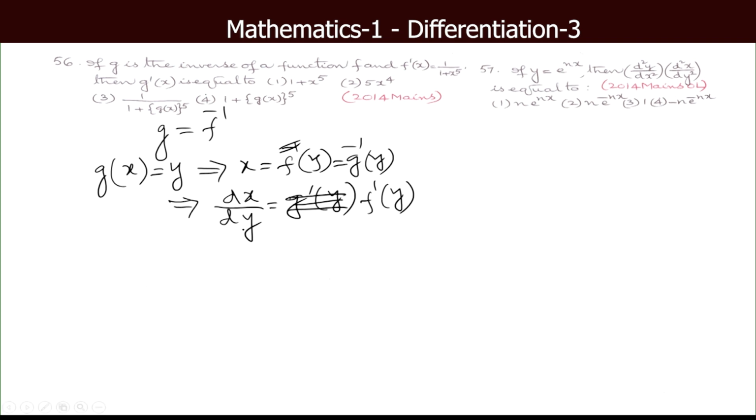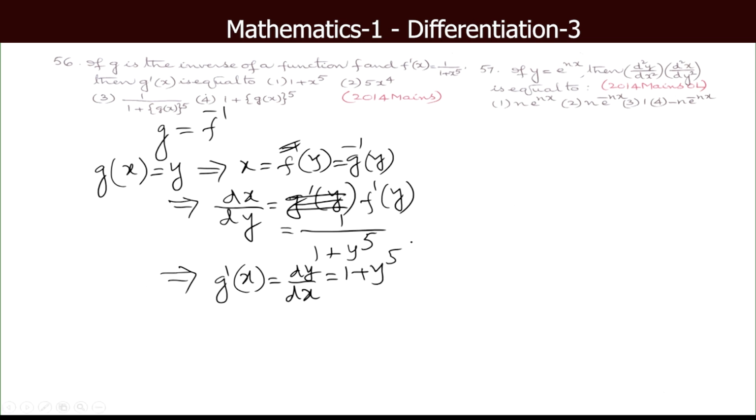So, f dash x equal to 1 by 1 plus x power 5. So, 1 by 1 plus y power 5. So, dy dx, which is g dash x, is the reciprocal of dx dy, 1 plus y power 5. But what is y? y equal to g x. So, 1 plus g x whole power 5.